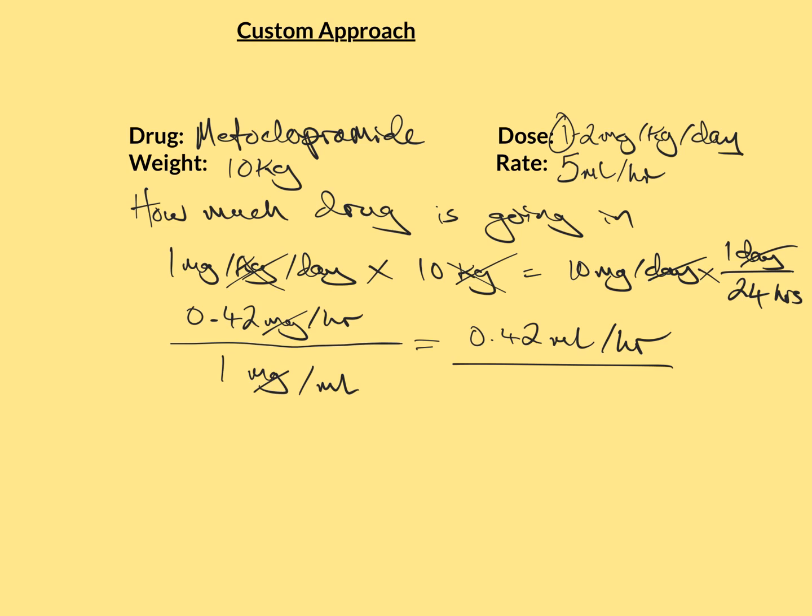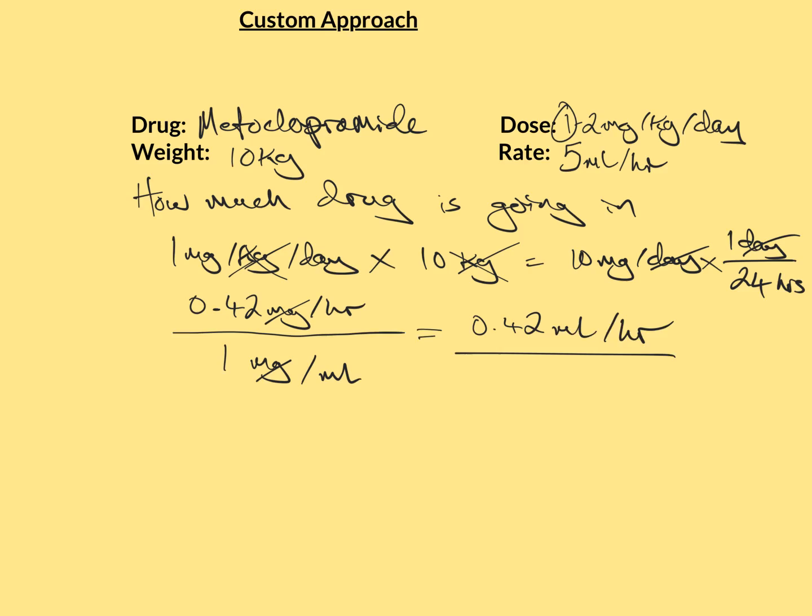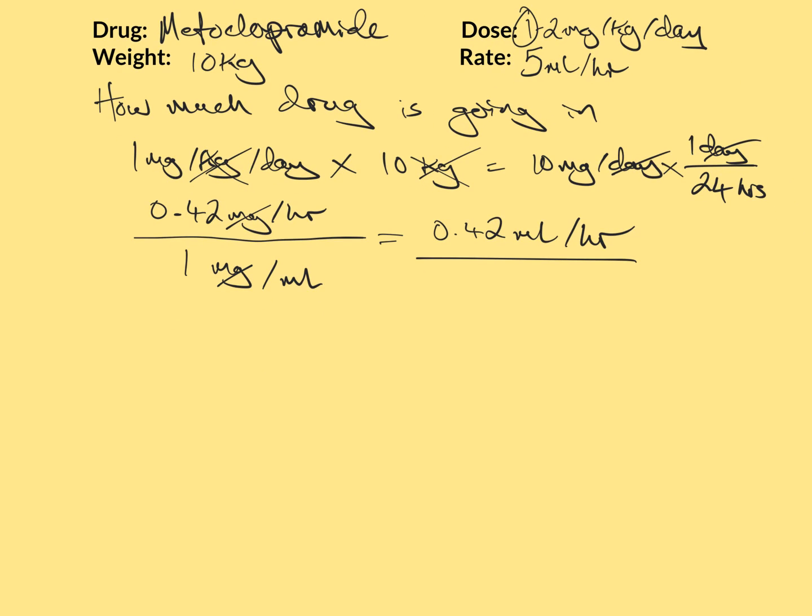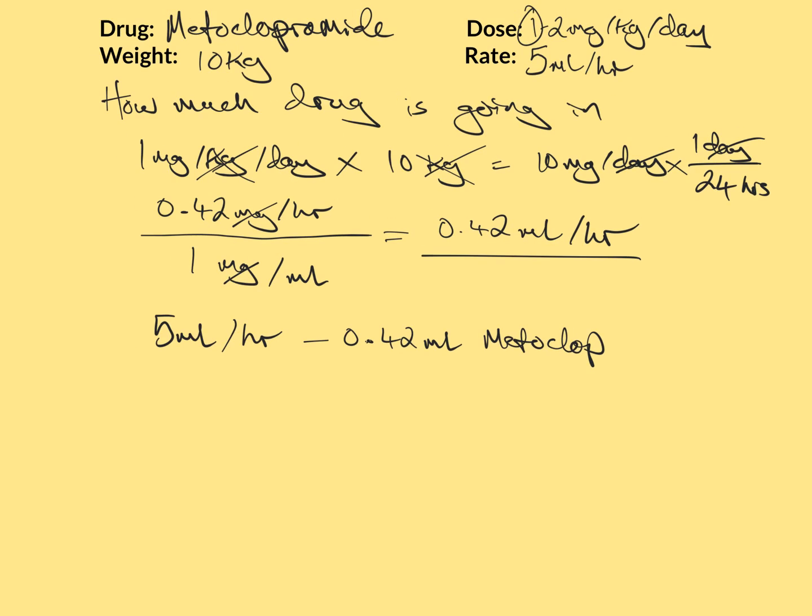So we know that we're going to deliver 5 mils an hour. So every one of those 5 mils must contain 0.42 mils of metoclopramide. So we simply do 5 mil minus 0.42 mils. For argument's sake, we could probably just round it to 0.4 mils, and we're left with 4.6 mil.